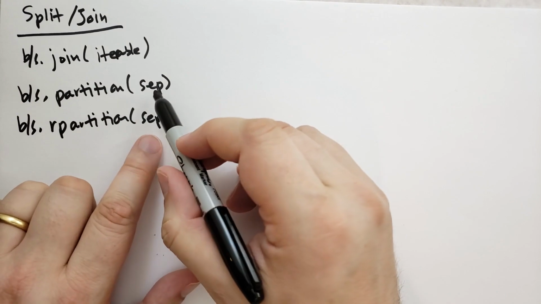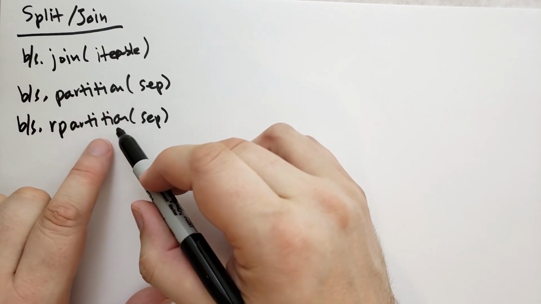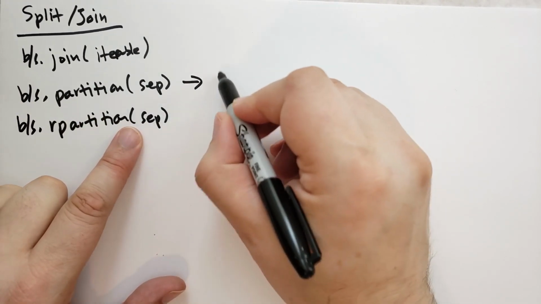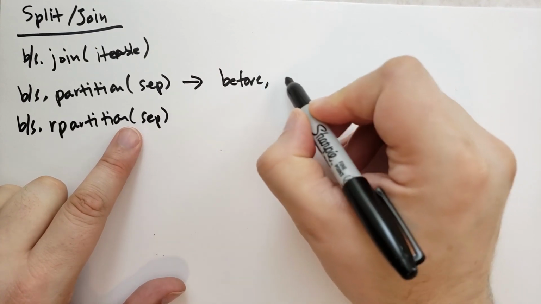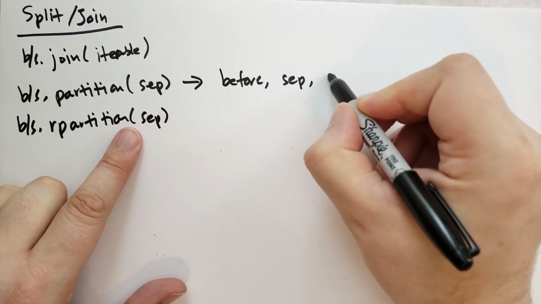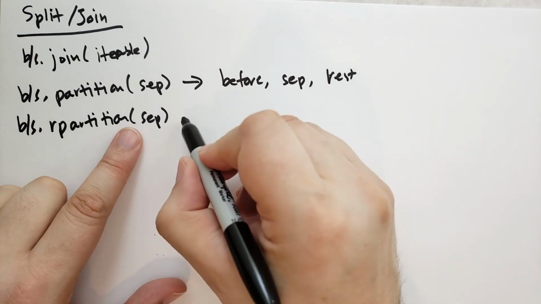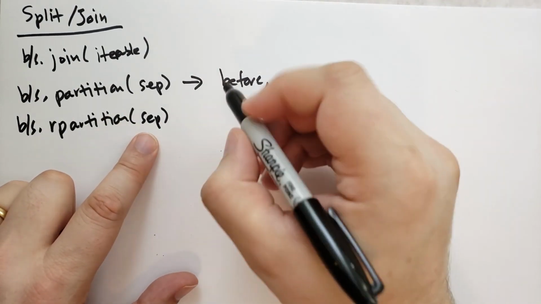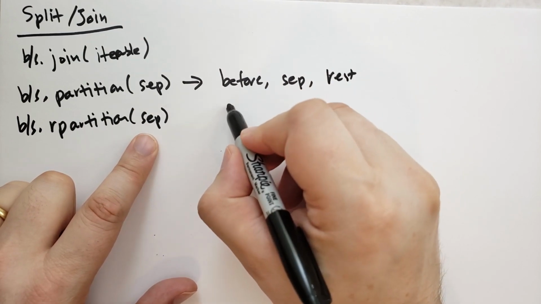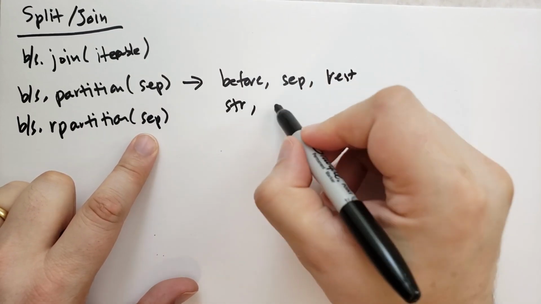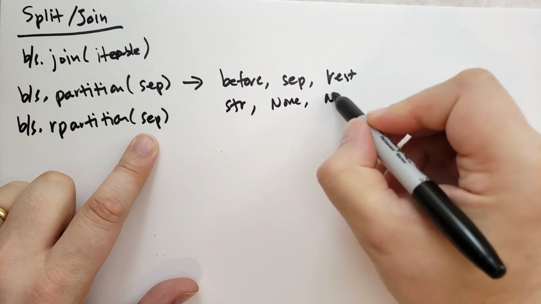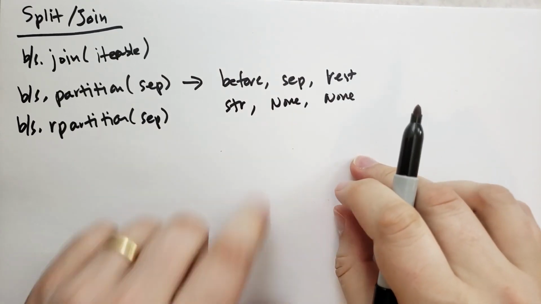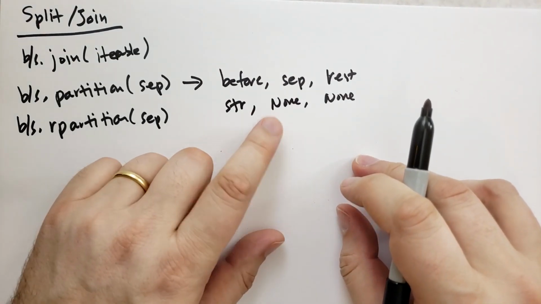What these do is look for the leftmost instance or the rightmost instance of the separator and return the part before, the separator, and all the rest after that. So these do the same thing. It's just which direction they're looking from. If it can't find it, then it will return the whole string or bytes, and then None, and then None. We haven't talked about tuples yet or parallel assignment. We'll cover those later.